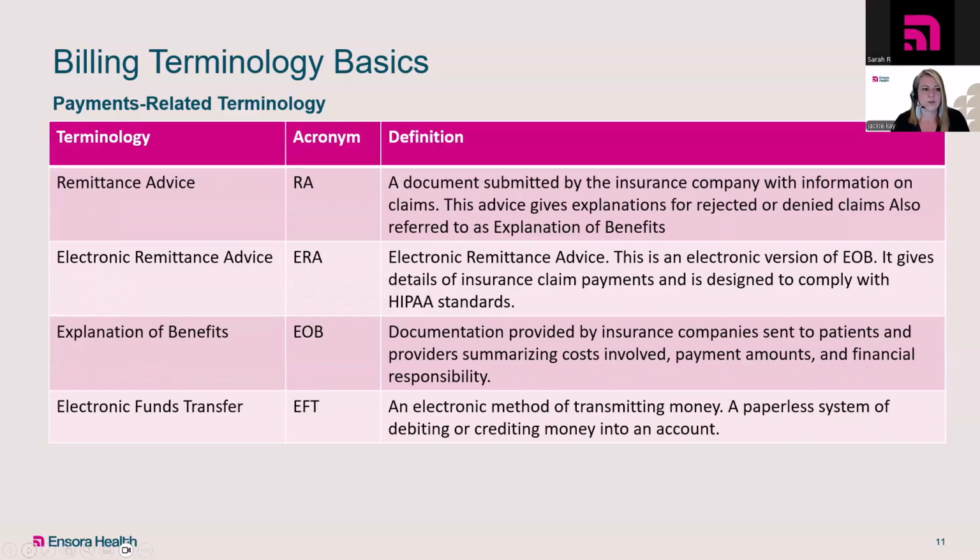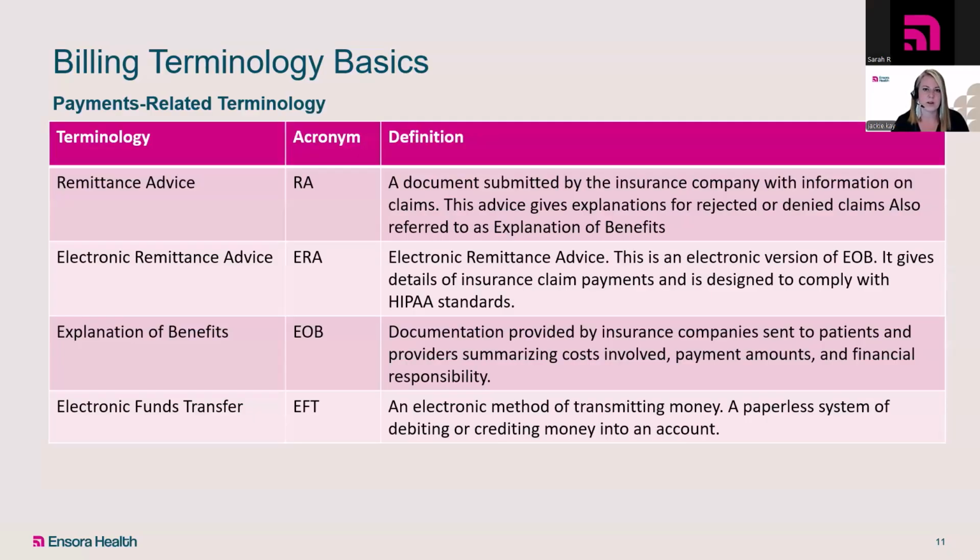And now finally, we're going to move on to payments related terminology. We have your remittance advice or RA, a document submitted by the insurance company with information on claims. This advice gives explanations for rejected or denied claims, also referred to as explanation of benefits. We also have your ERA, so that's your electronic remittance advice. This is an electronic version of the EOB. It gives details of insurance claim payments and is designed to comply with HIPAA standards.